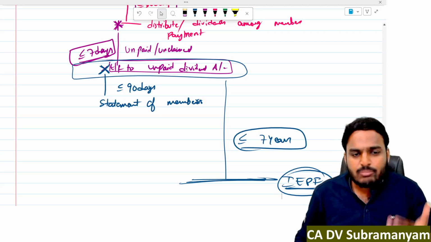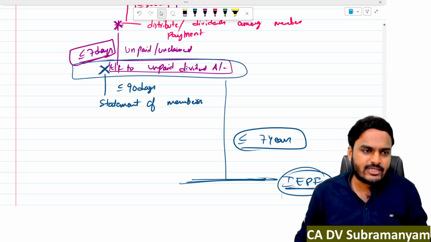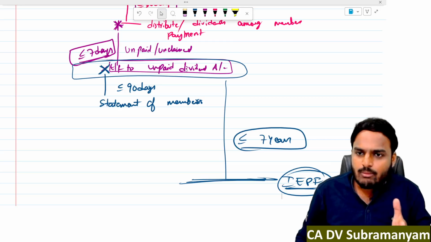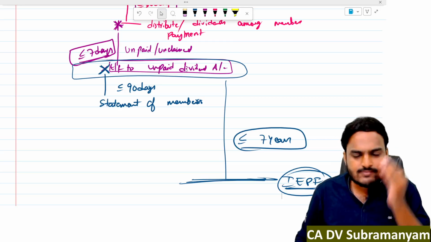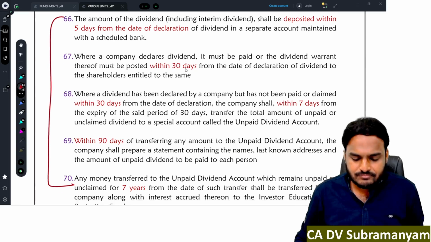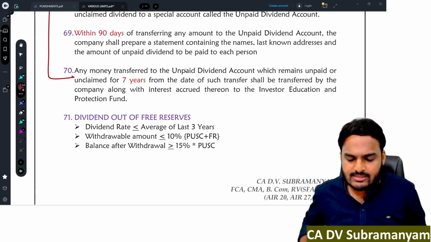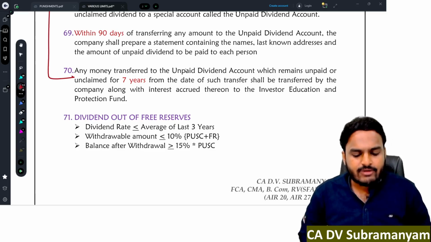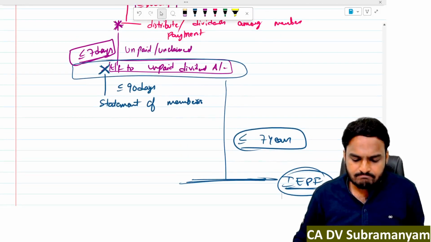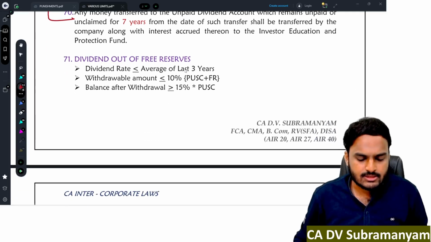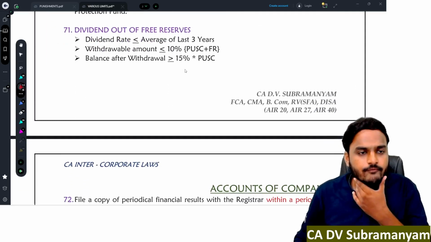And once after completion of 7 years, from the date of transfer of amounts to unpaid dividend account, transfer to IEPF account, which remains unpaid or unclaimed for 7 years. So everything I discussed.